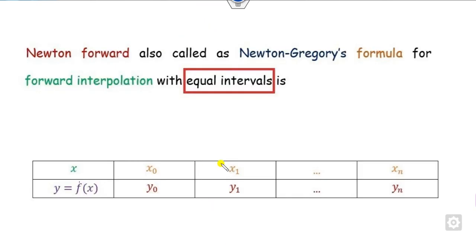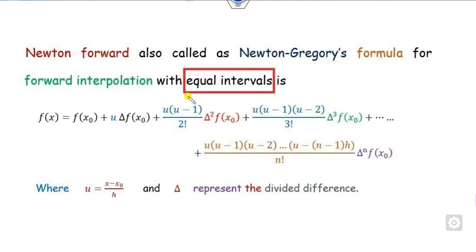So first of all, what is the Newton forward formula? The Newton forward formula is also called the Newton-Gregory formula, and make sure that it is applicable only when you have equal intervals. What is the meaning of equal intervals? The difference between x1 minus x0 is the same as the difference between x2 minus x1, the same as x3 minus x2, and so on. Whenever this property is satisfied, we call them equal intervals. Once you have this property, you can fit the polynomial corresponding to x0, y0, x1, y1 and so on, and the formula for it is here.